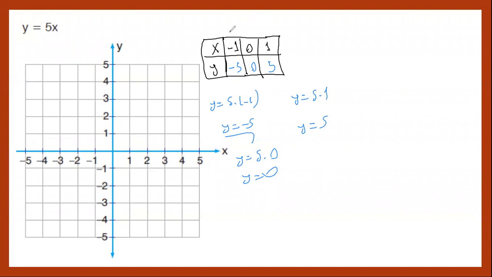Remember, write the points. This point is (-1, -5). This point is (0, 0). This point is (1, 5). Place them. -1 there. Where is -1? Here. -5 here. Okay. This is the first point. Second point, (0, 0) here. Third point, (1, 5) here. So your graph is going to be something like this.